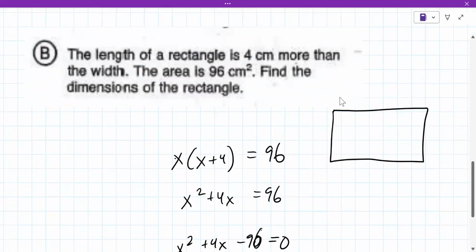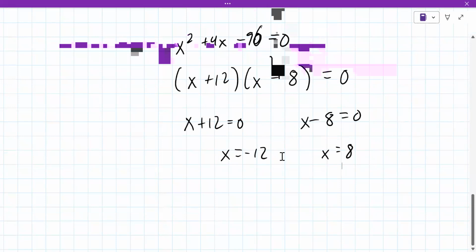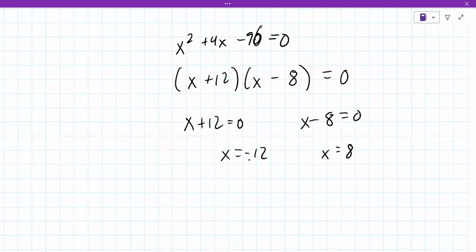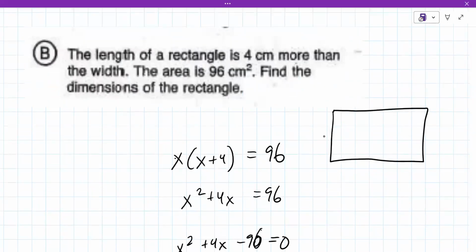Like we're talking about a rectangle. So the negative 12 or the 8. Think about this. Have you ever told someone I walk negative 12 centimeters? No. So you got to sometimes put it in the context of a real situation. Yeah, right. So in this case, it's 8 centimeters is x. Okay.